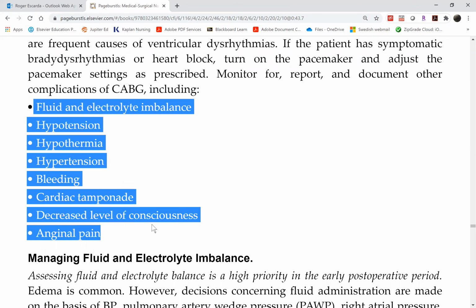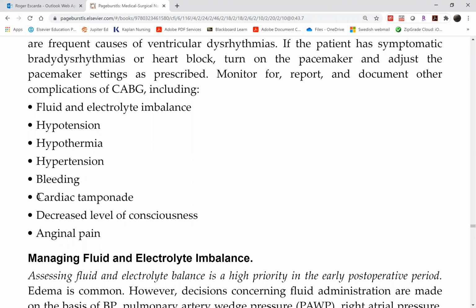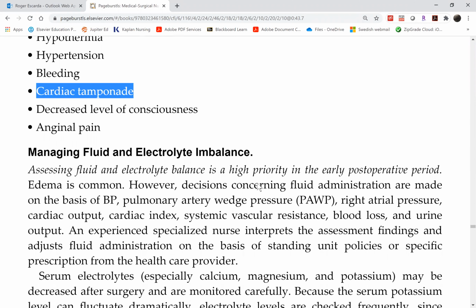Complications of coronary artery bypass grafts. So here's cardiac tamponade. So please, again, review your Beck's triad. That will be on the exam again.